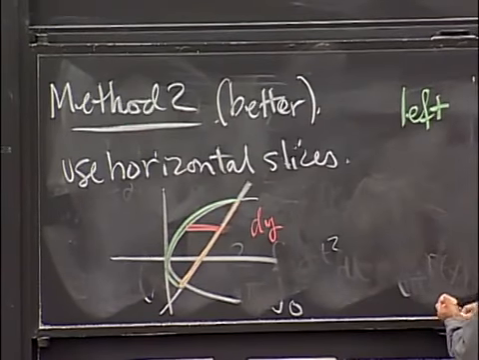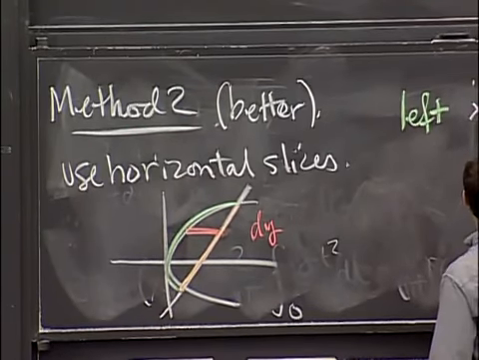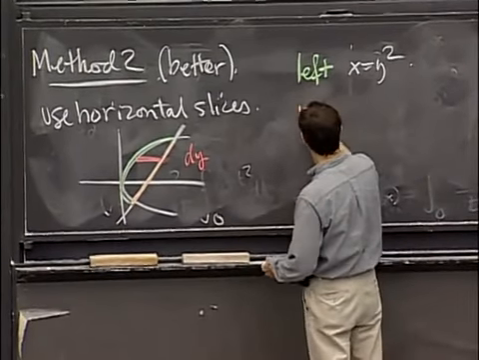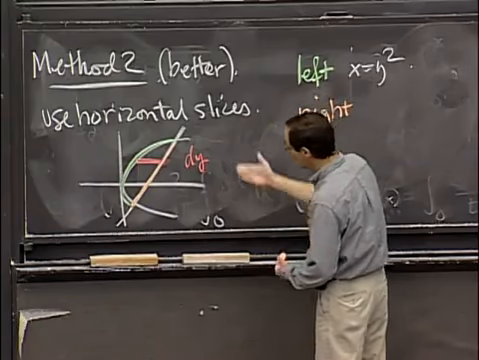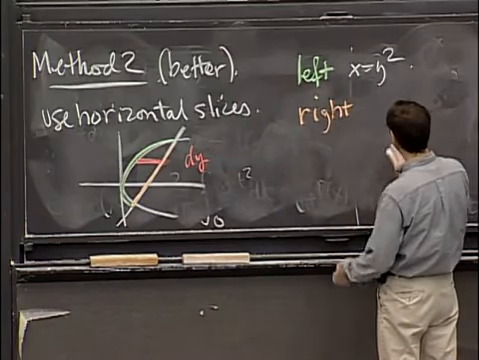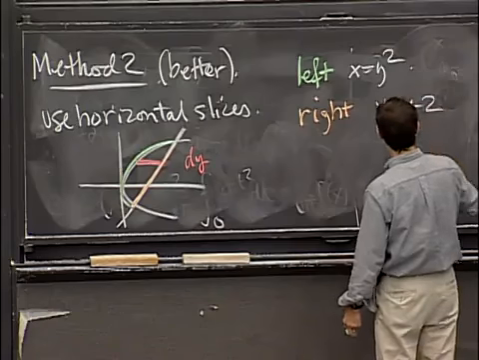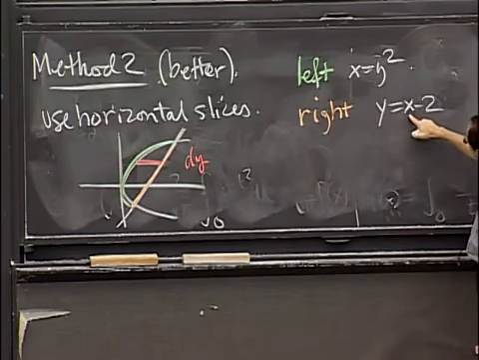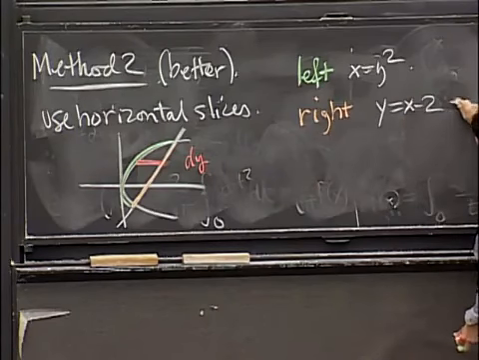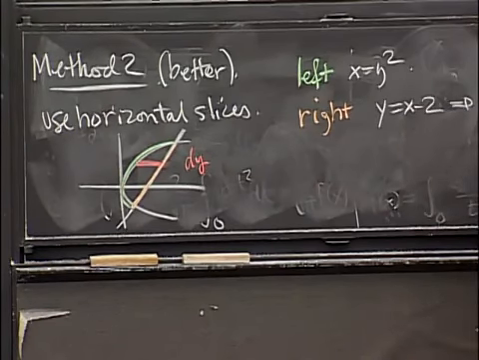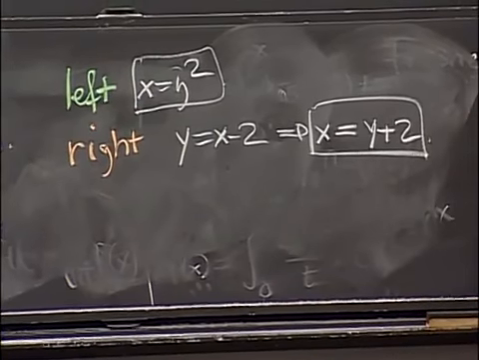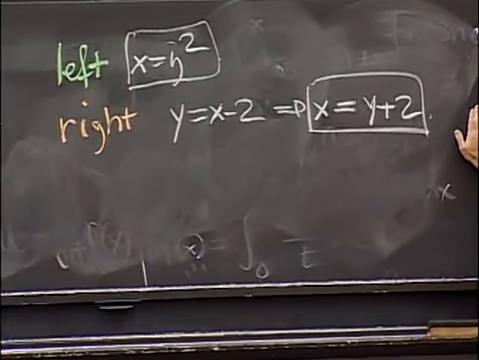which is this green, is x equals y squared, and the right, which is orange, is y equals x minus 2. And now, in order to use this, we want to reverse roles, so we want to write this as x as a function of y. So we'll use it in this form. And now I want to set up the integral for you.